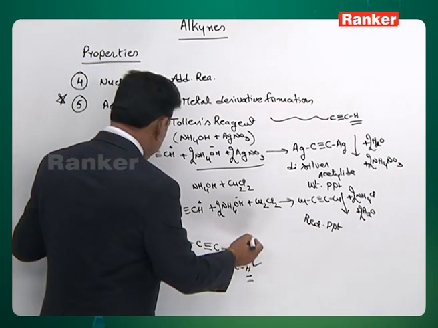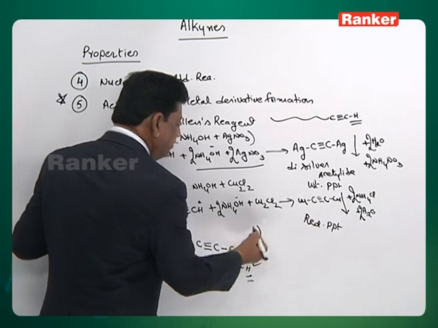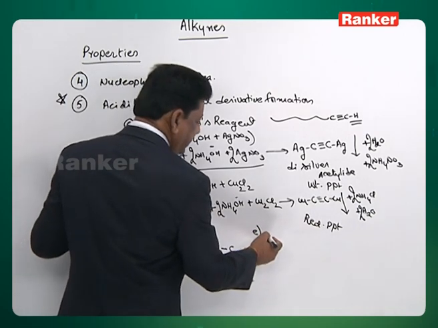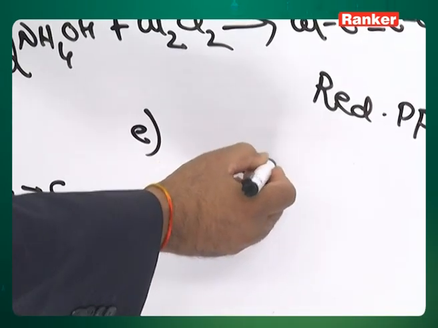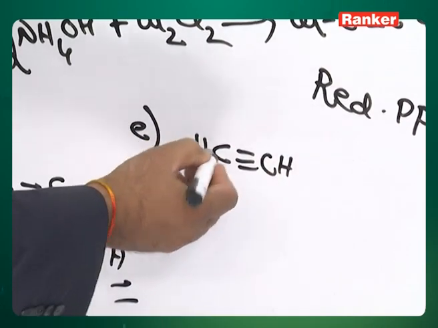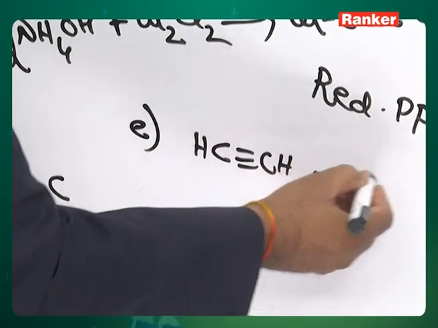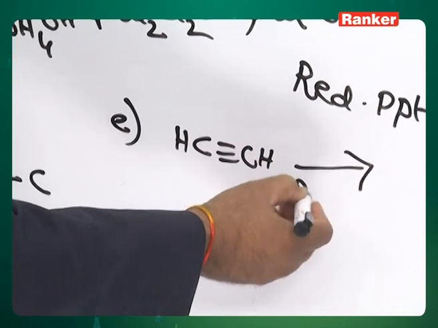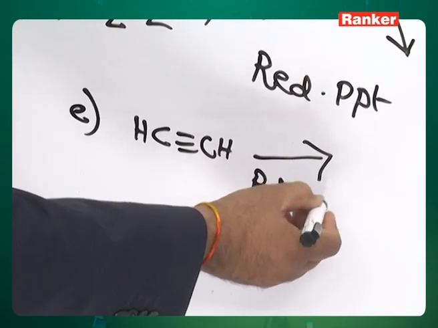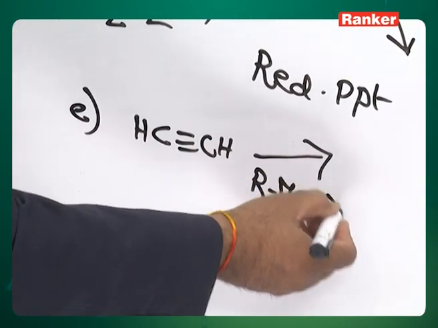Even you can have one more reaction, that is with the Grignard reagent. Acetylene also reacts with the Grignard reagent, as we have seen in the extension or conversion reactions.